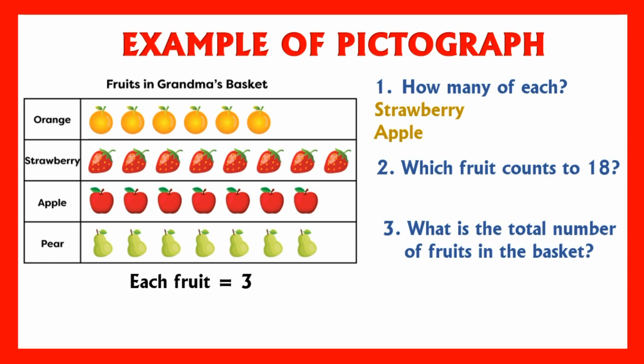So now I think you have already tried to find the answers for the given 3 questions, right? Let's discuss the first one. How many strawberries are there? Let's count the strawberries first. It has 8 strawberries, right? So you have to multiply 8 times 3, which is equal to 24 strawberries in grandma's basket. Good. And how about apples? Yes, it has 7 apples in grandma's basket and you have to multiply 7 times 3, which gives 21 apples.